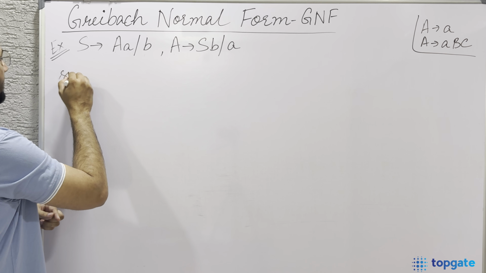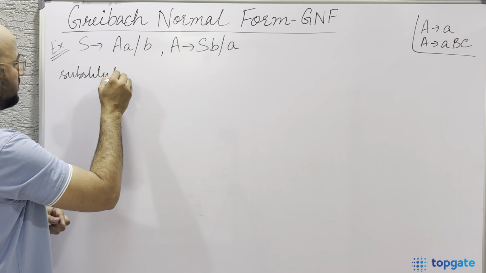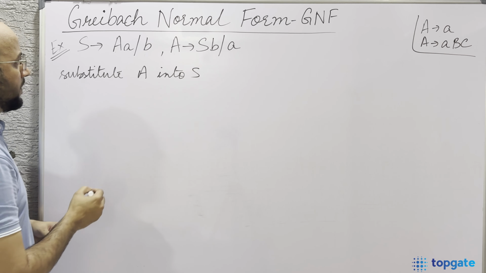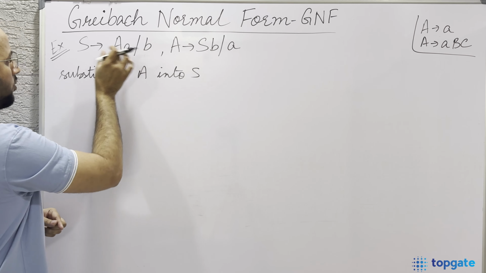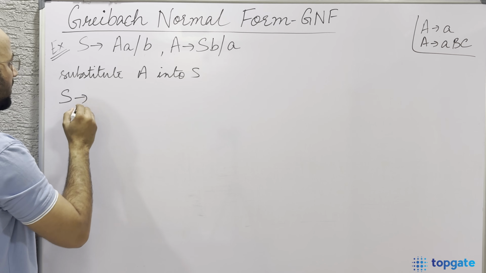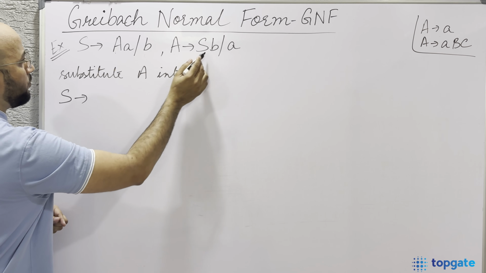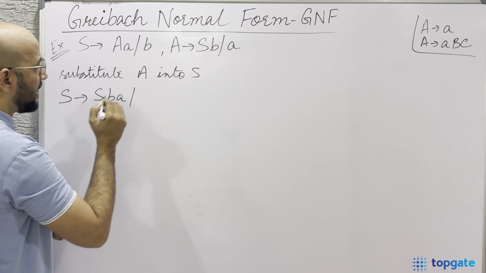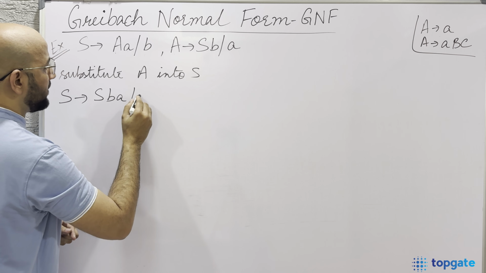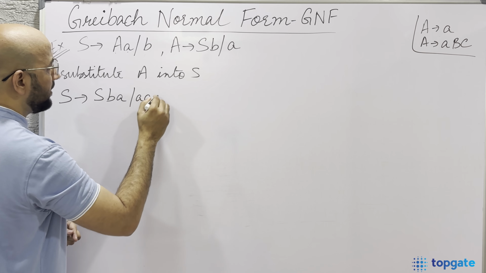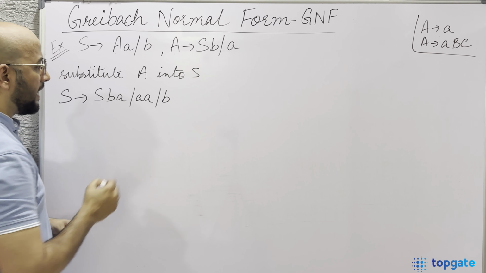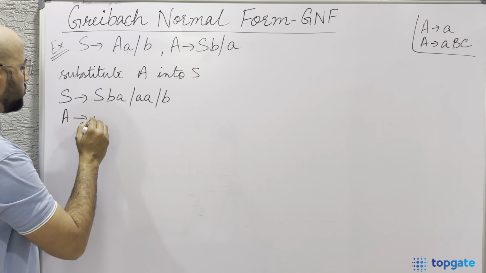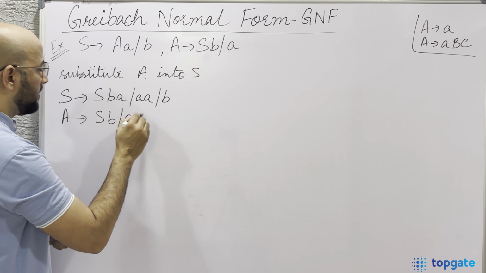So what I'll do, I'll just substitute A into S. Clear? So that means I'll put these values here onto this A. So let's see what happens to my grammar. We have S tends to, on this A, I'll put this value first. That means SBa, then this value, that means AA, and then I'll write this B as it is. Clear? And then for A, we have A tends to SB slash A.